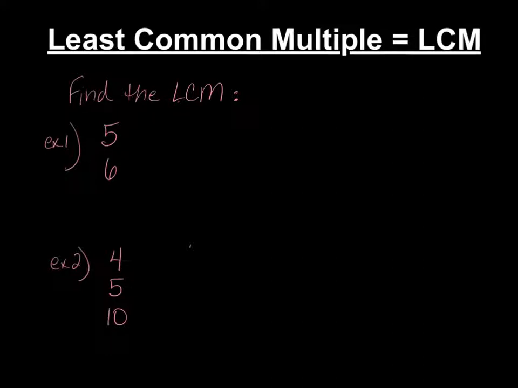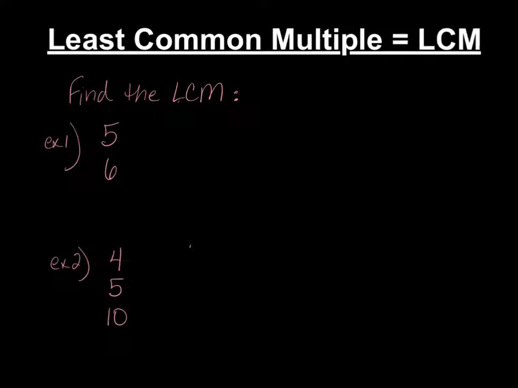So if we break down those words, we then understand we are trying to find the smallest number that two other numbers have in common. So there are a couple of ways that we can solve this. The first way we can solve it is by listing the multiples of the numbers that we're comparing and find the first one that they have in common.